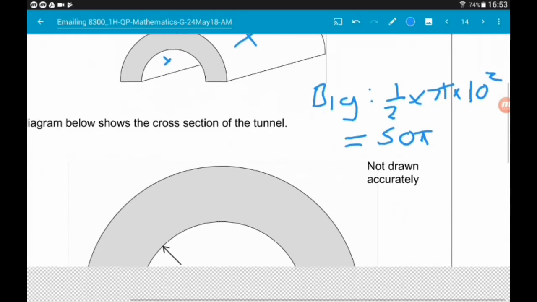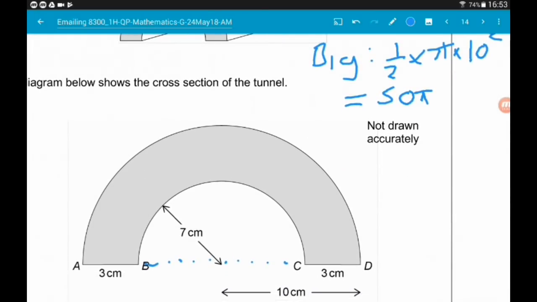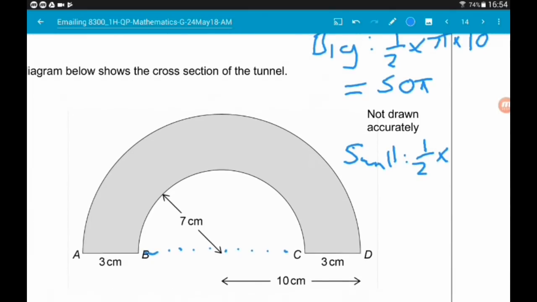Cool. Okay, now we're going to find the area of the small semicircle, the white part, if you like. The small one, well, the radius is 7. So it's 1/2 times pi times 7 squared. So 1/2 of 49 pi. 1/2 of 49 is 24.5 pi.